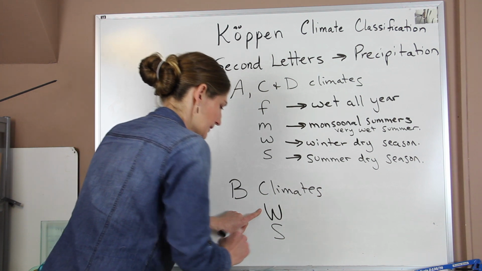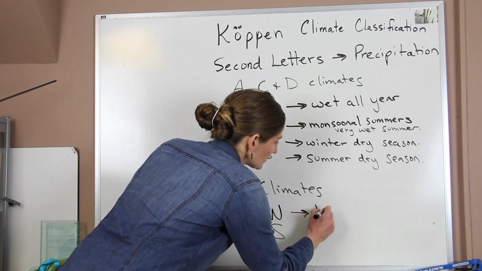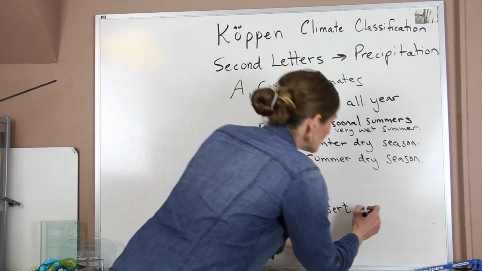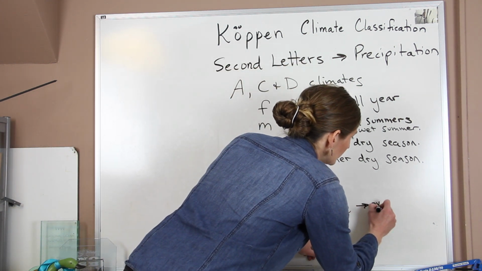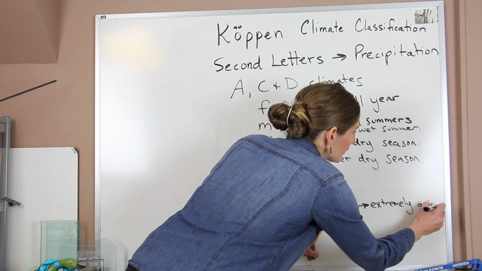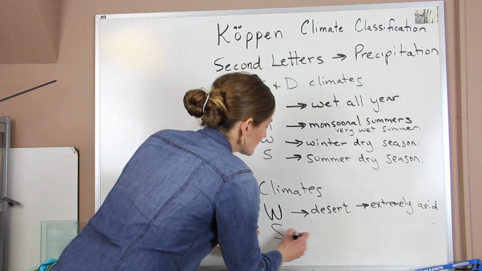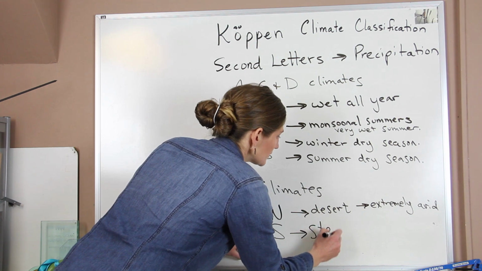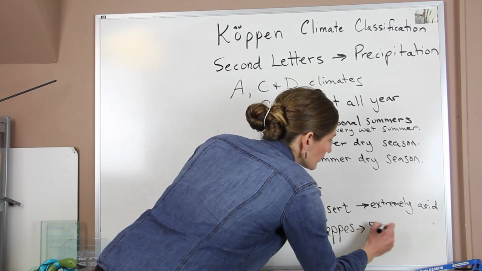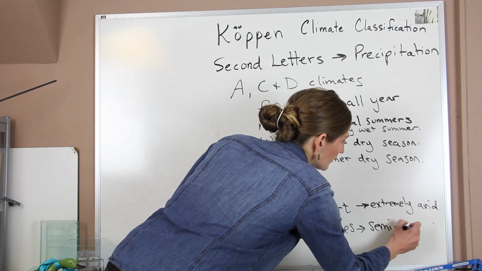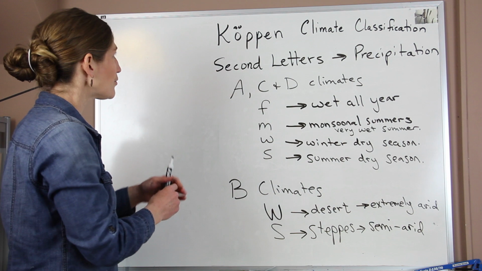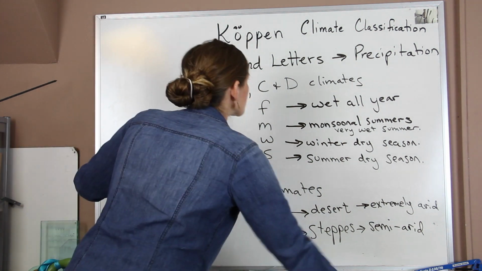The W stands for deserts. Okay, and these are our extremely dry climates. S is for our steppes, and these are our semi-arid climates. Okay. Now we do have one more set of second letters.